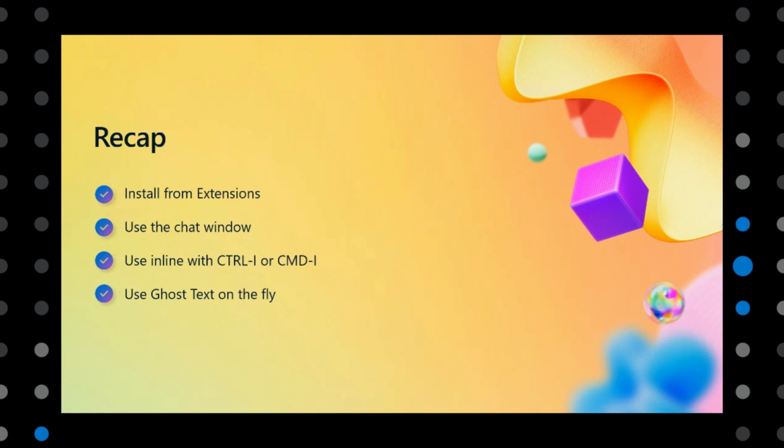So to recap, we saw how to install extensions in Visual Studio Code, how to use a chat window, and how to ask questions inline using Control I. If you're using Mac, you should be using Command I, and then use ghost text on the fly. Very, very easy to use.